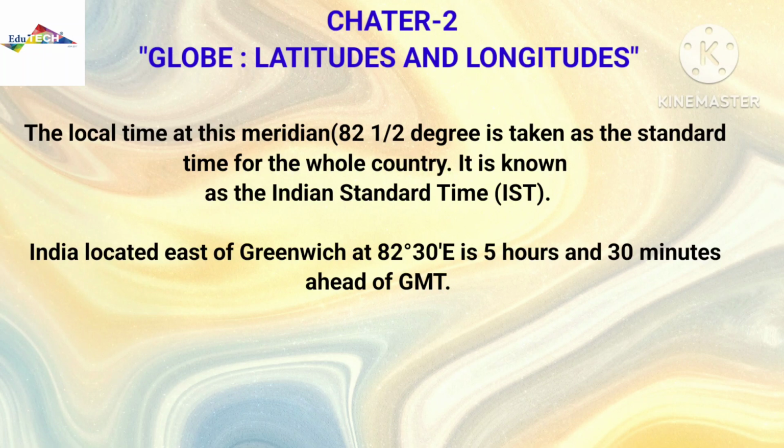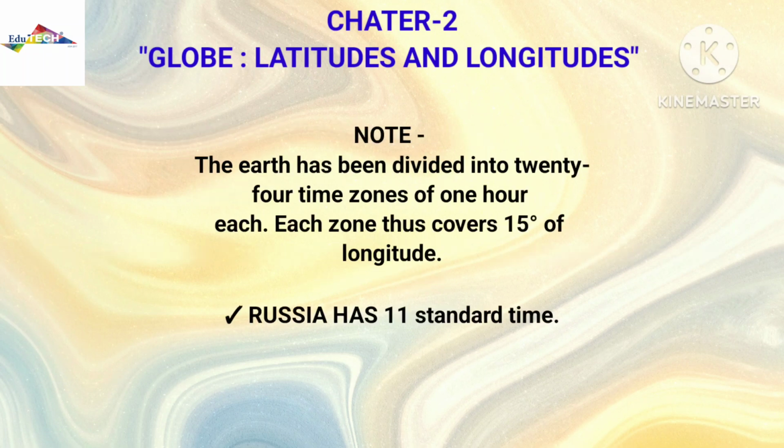India, located east of Greenwich at 82 degrees 30 minutes east, is 5 hours and 30 minutes ahead of GMT. The earth has been divided into 24 time zones of 1 hour each. Each zone thus covers 15 degrees of longitude. Note, Russia has 11 standard times.